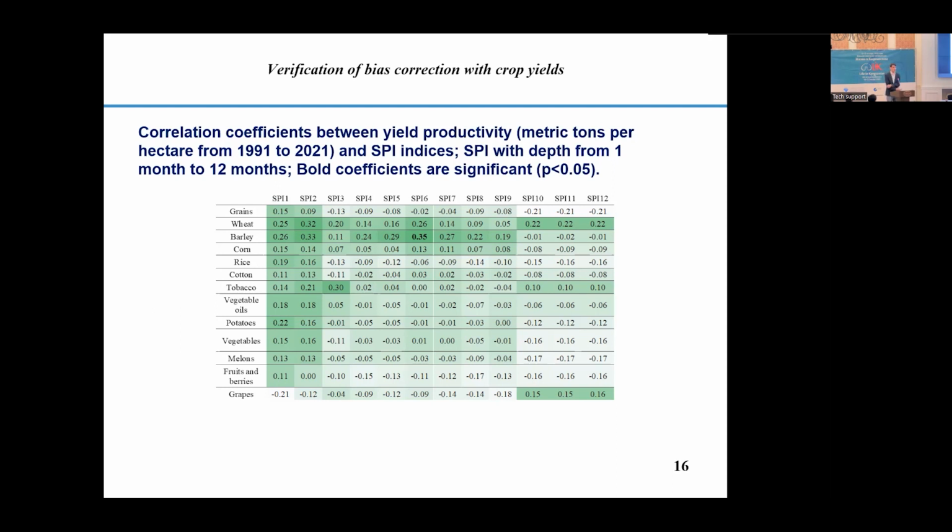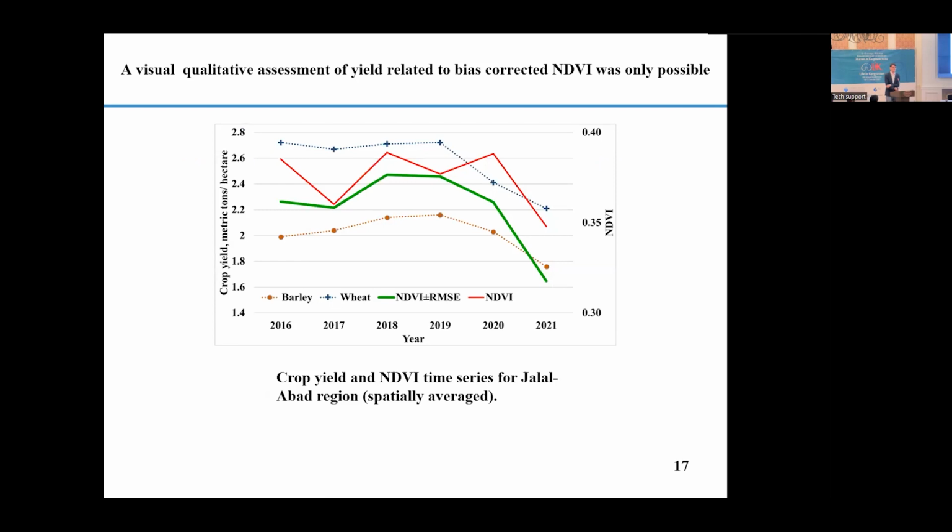Можно считать, что это наиболее метеозависимые культуры, и они должны давать наибольший отклик в NDVI. Для этого мы сравнили значения урожайности этих культур, оранжевая и голубая линии, с NDVI до коррекции, красный, и NDVI после коррекции, зеленый.